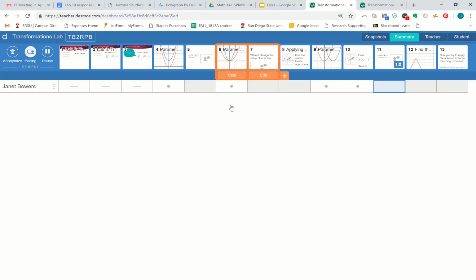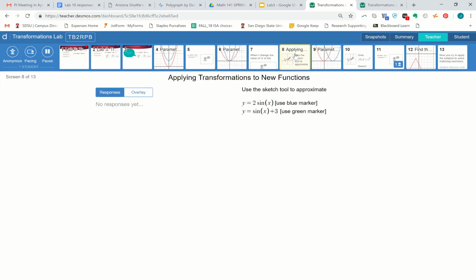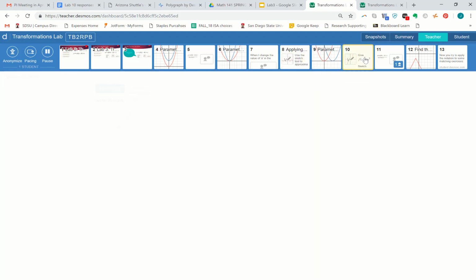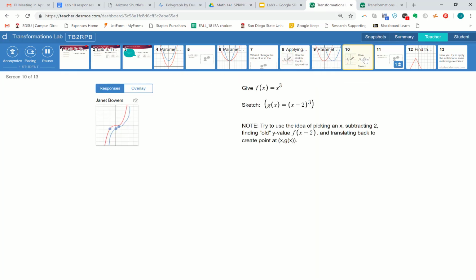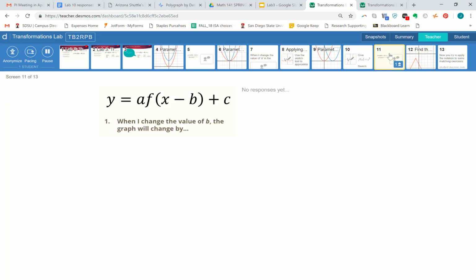So let's see, we want to restrict there. All right, let's do pacing again. We want to stop that pacing. You might want to play around with this, having them graph, having them go over here, and playing around with these last 3.